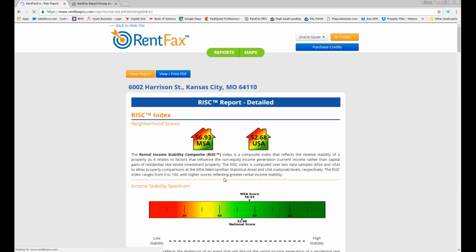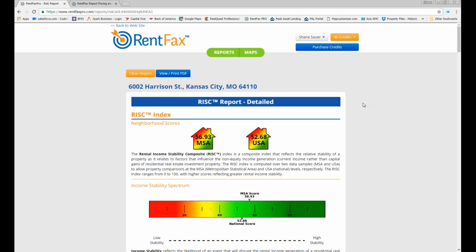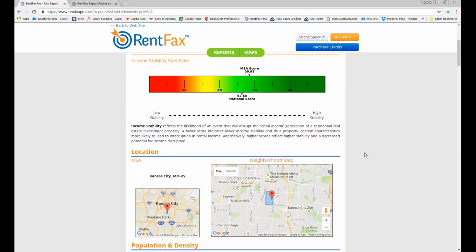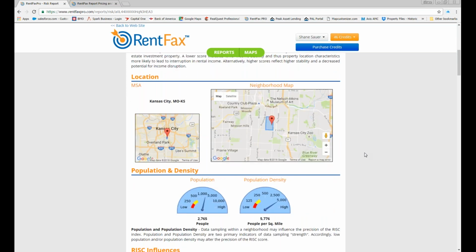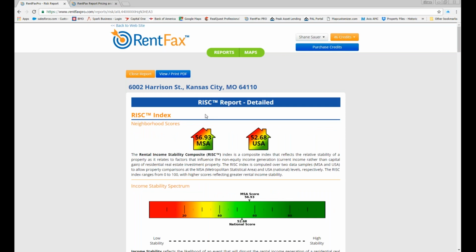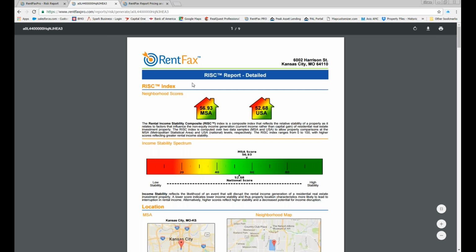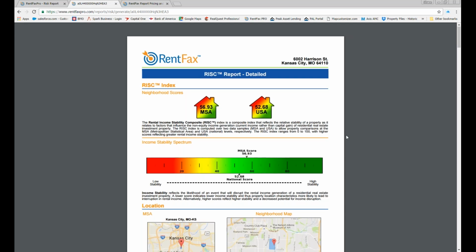So when you click on a risk report, you're going to obviously see it on the screen, and I don't want to get too off track here, but you can scroll through and start to see all the data and information. There's a view, print, PDF button up there. If you click that, it's going to take what we provide online and put it into a PDF version. From here, you can save it and email it to someone, provide it to others.